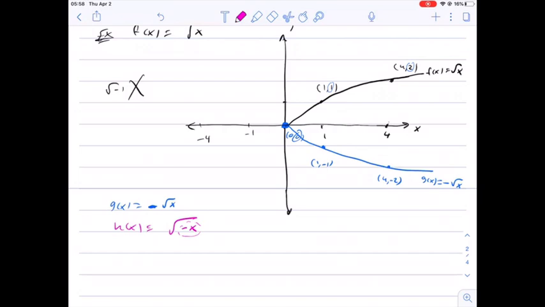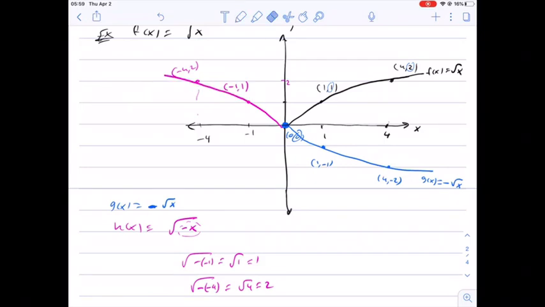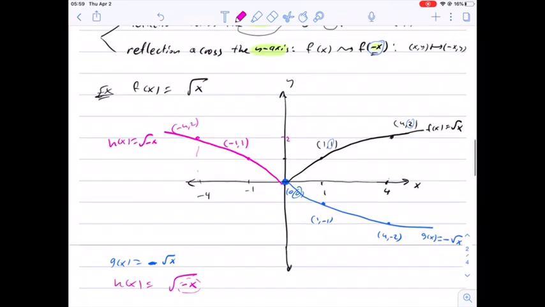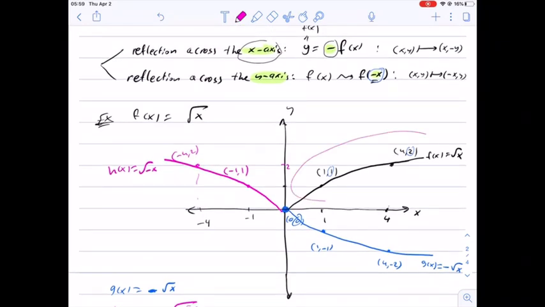So if we substitute -1, we get square root of -(-1), that's square root of +1, which equals 1. So -1 gives 1. Substitute -4. You already have a negative sign inside the function, and x is -4, so that's square root of 4, which equals 2. So the point here is -4, 2. So the graph looks like this. Now this is the graph of the function h of x equals square root of -x. So what happens here is that if we change the sign of the variable, we get the original graph, square root x, reflected across the y-axis.